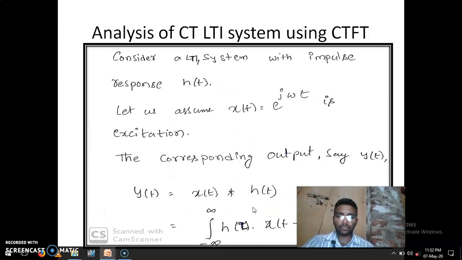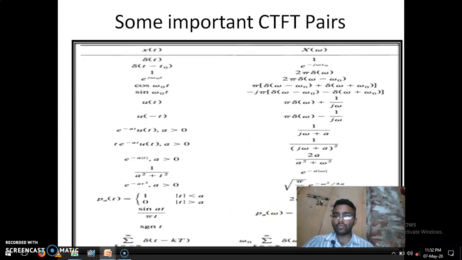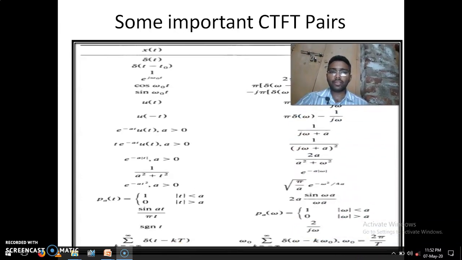So let us move on to the next thing. One important thing in this is the Gaussian signal. For the Gaussian signal, the corresponding Fourier transform is again Gaussian. So this is a very important signal, because the time domain representation and the frequency domain representation are of the same form.